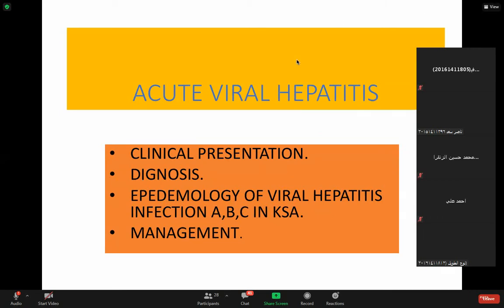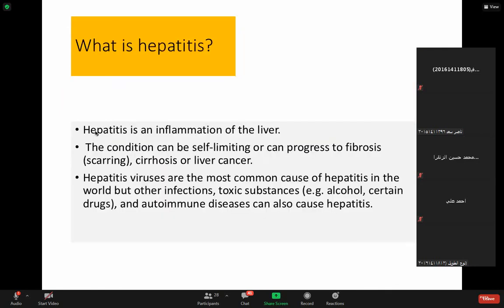اليوم الموضوع عن it's not only the viral hepatitis but in general the acute hepatitis. Okay, a lot of the credit for this slides goes to Dr. Naif Al-Rataibi, one of the infectious disease consultant بالمستشفى الجامعي. Okay. طيب, what is hepatitis?